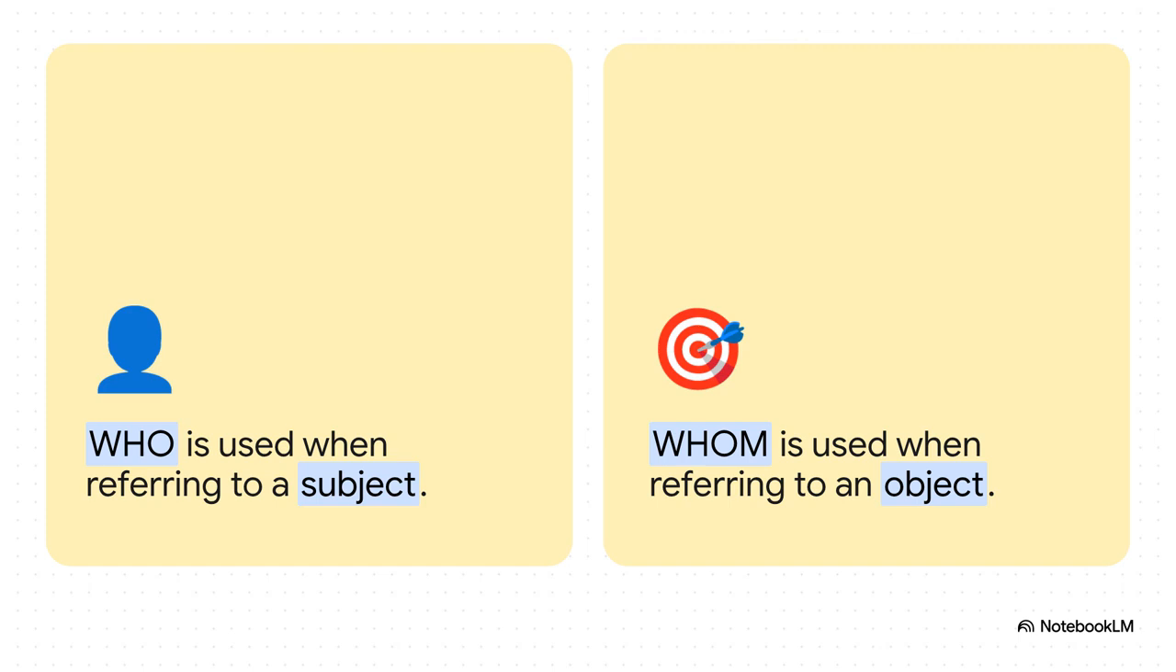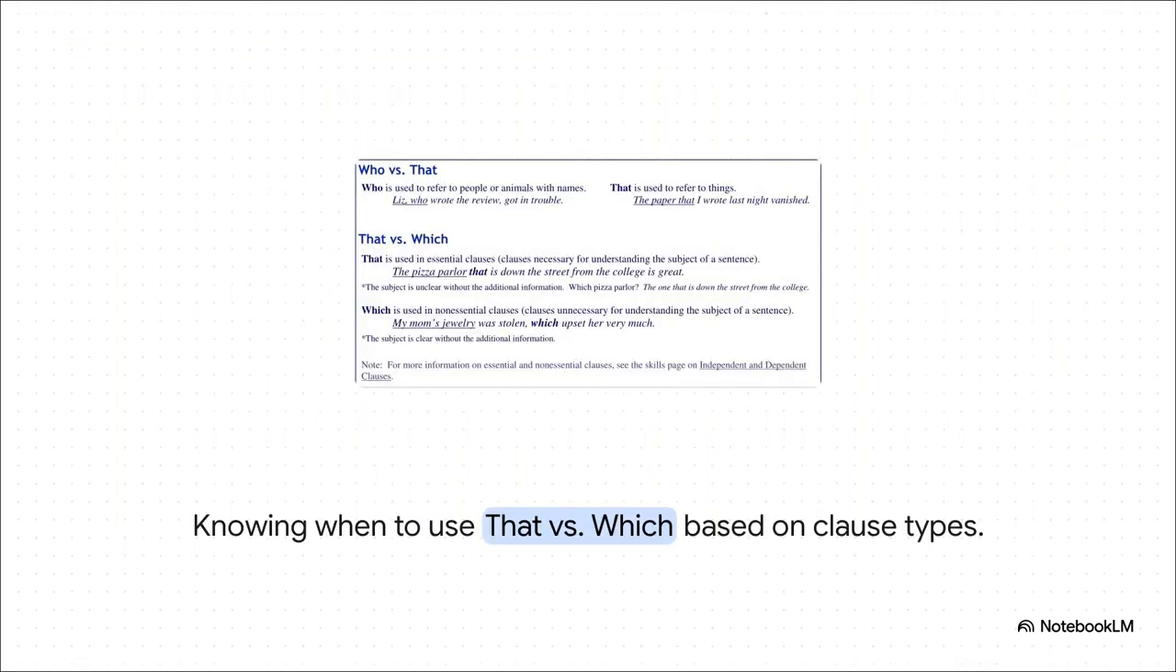Here is the simple shortcut. Who is the subject of a sentence. It takes the place of subject pronouns like he or she. Whom, on the other hand, is strictly the object of a verb or preposition, taking the place of object pronouns like him or her. So, a great memory trick? If you can answer the question with him, you use whom. They both end in M. Boom. Problem solved.